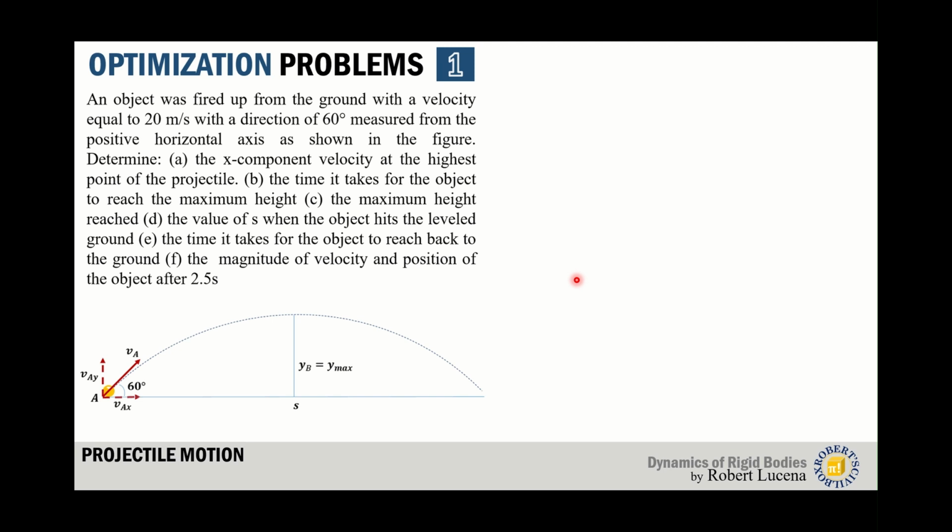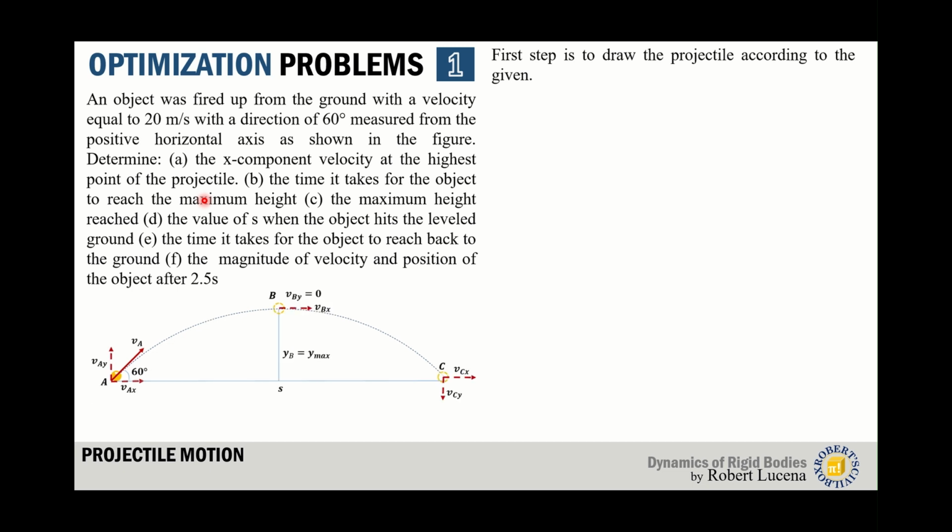An object was fired up from ground with a velocity equal to 20 meters per second, with a direction of 60 degrees measured from the positive horizontal axis as shown in the figure. We are to determine the x-component velocity at the highest point of the projectile. So to do that, our first step is to draw the projectile according to the given. So we have here the trajectory drawn from point A to point C, where B is the point of the maximum height attained by the particle.